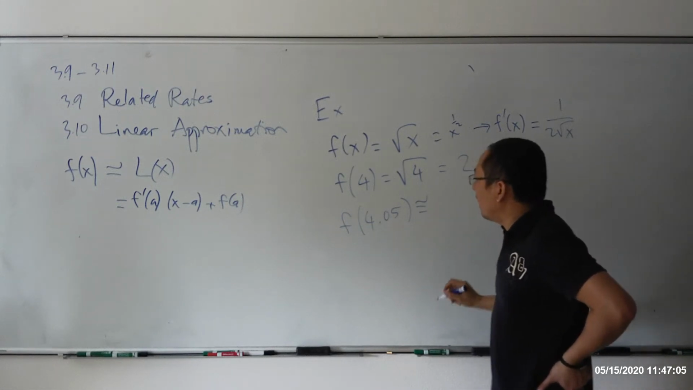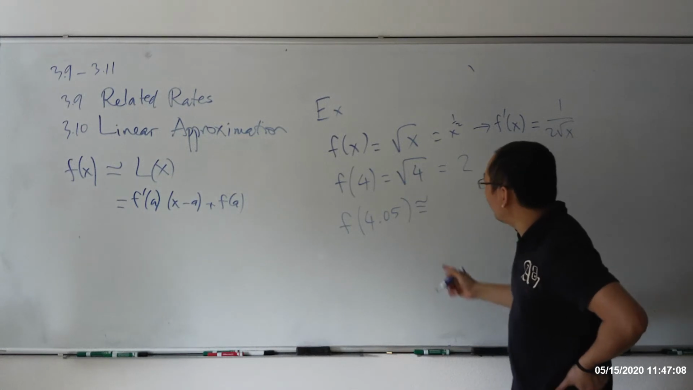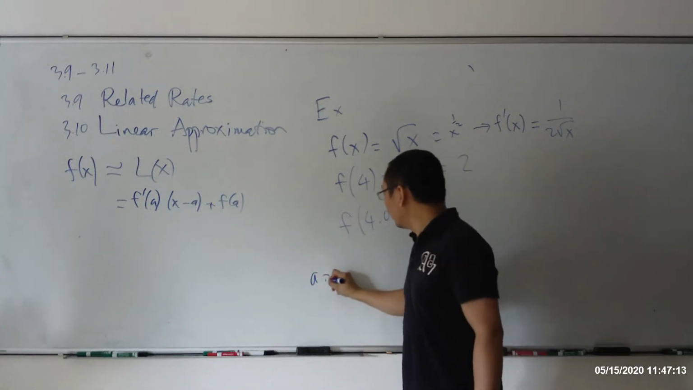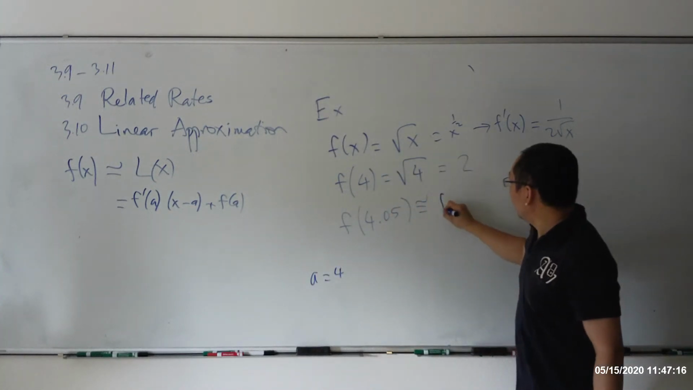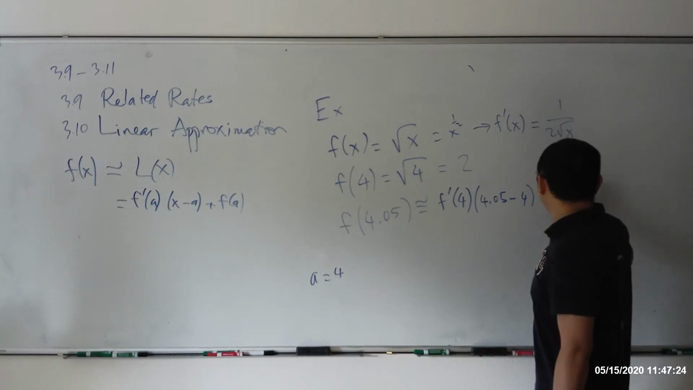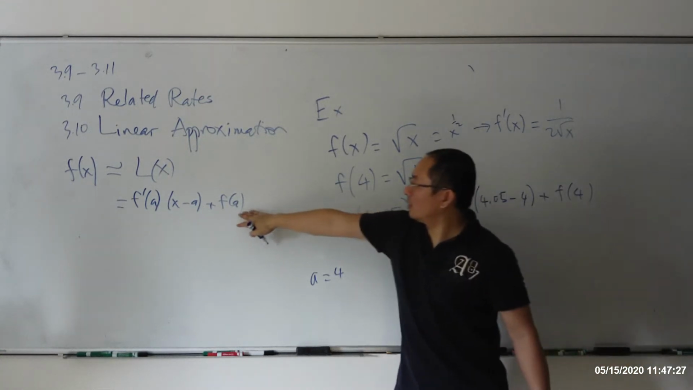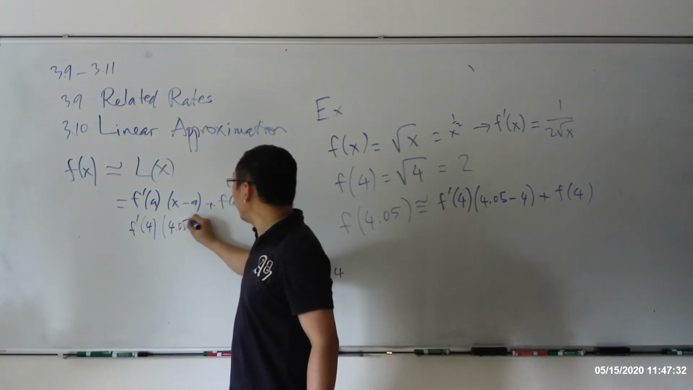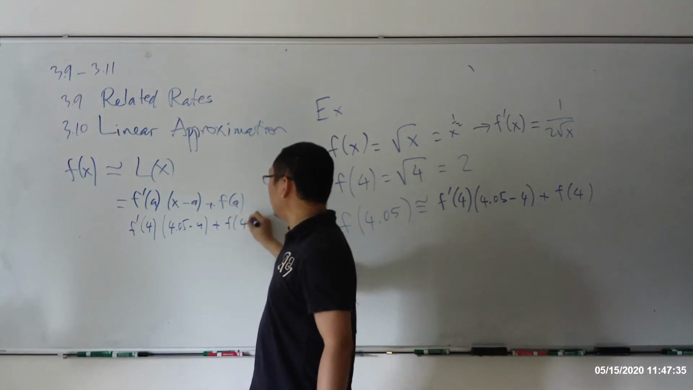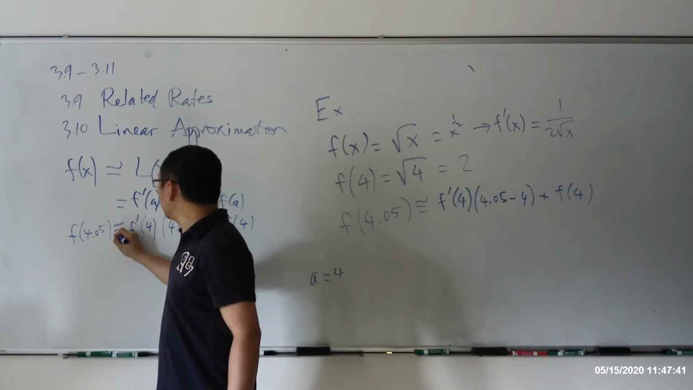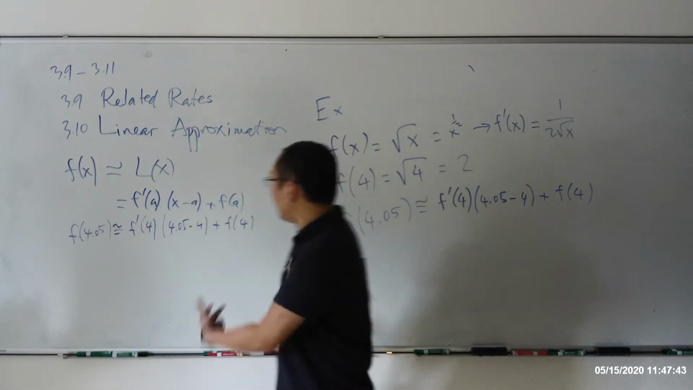f of 4.05, I think of 4, around 4, right? So 4.05 is very close to 4. So a here is 4. Okay? So this is f prime of 4 times 4.05 minus 4 plus f of 4. You see what I'm doing? This is f prime of 4, and this is 4.05 minus 4 plus f of 4 right here. So f of 4.05 is approximately equal to f of 4 plus a little bit more.